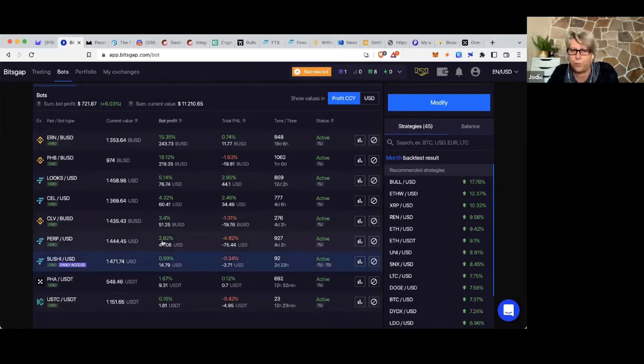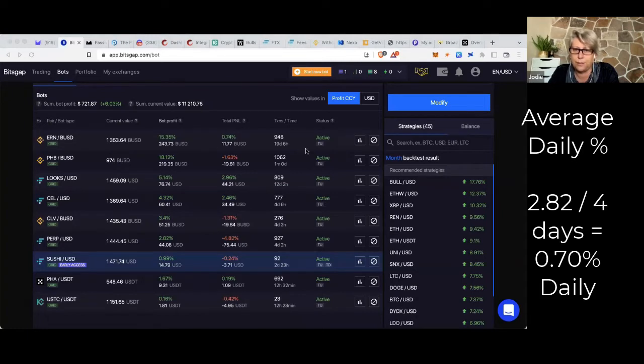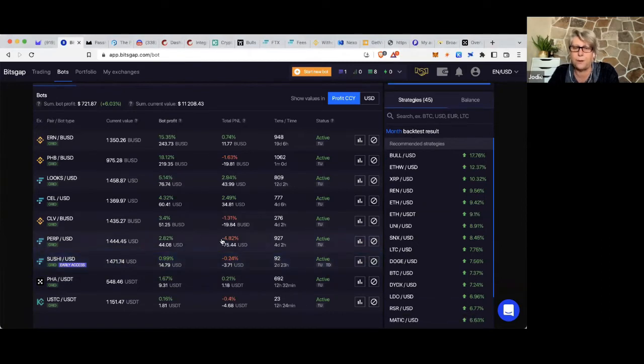But here, 2.82 with 4 days. So literally just divide 2.82 by 4 and get your figure. If you can't see my calculator, I'm sorry about that, but I'll just do it. 2.82. Maybe I should do it on the phone so I can show it. Divided by 4. 0.7. So 0.7 a day for the perp one there as well.